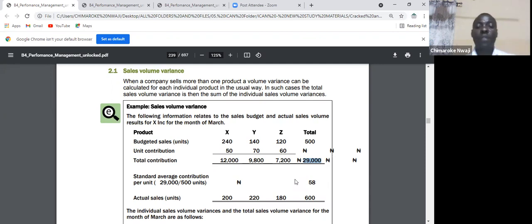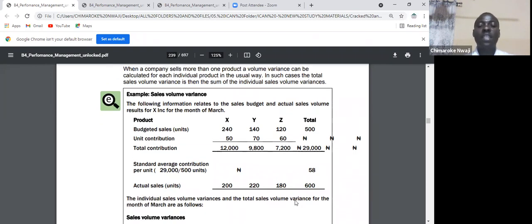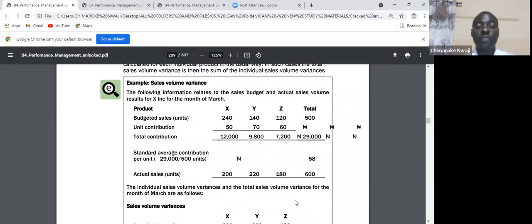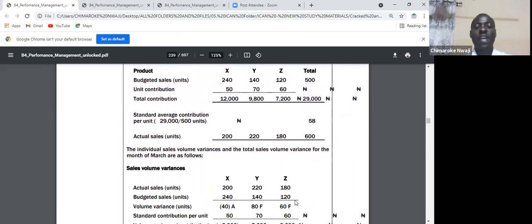So when we got that, now look at the actual sales we made. For X, we made sales as against 240 we budgeted. For Y, we made 220 as against the 140 we budgeted. And for Z, we made 180 as against the 120 we budgeted. And so the total actual sales is 600 as against the 500 we budgeted. How can we calculate the individual total sales variance? Let's do that for X.